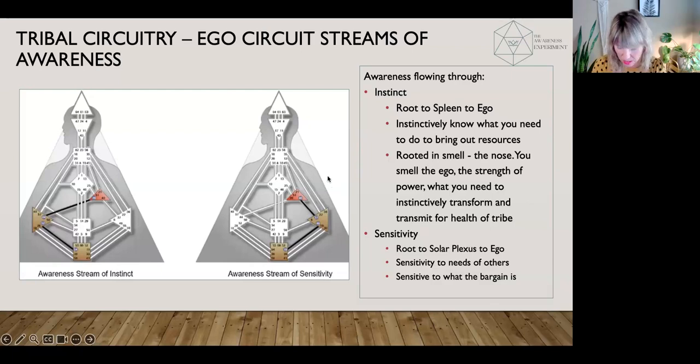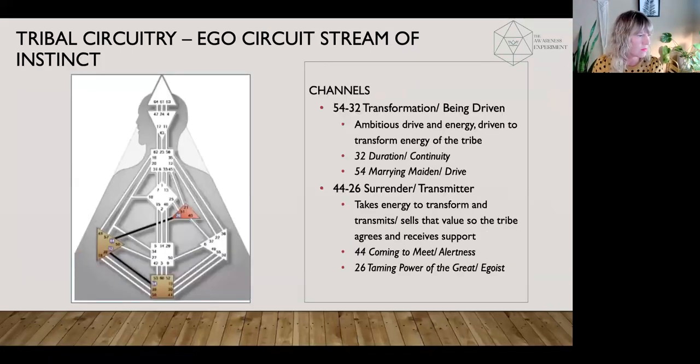Okay, so let's go into the channels in the stream of instinct. This is called the channel of transformation and being driven. It's this ambitious drive and energy driven to transform the energy of the tribe. My husband has this. So it's the 32, which we have, Tiff, me and you, and that's the duration, the continuity. It's what can or cannot be transformed.